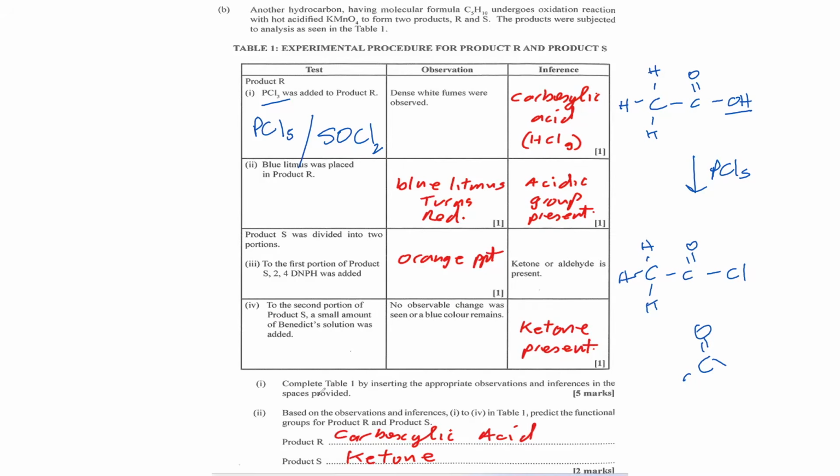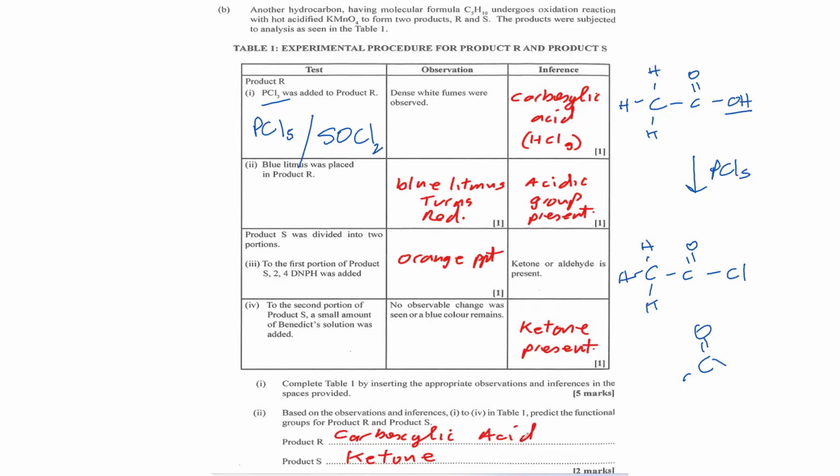So for part 1, we are just to complete the table, which we just did. And then for part 2, based on the observations and the inferences in parts 1 to 4, we are to predict the functional groups of product R and product S.